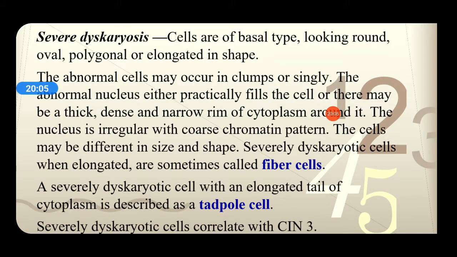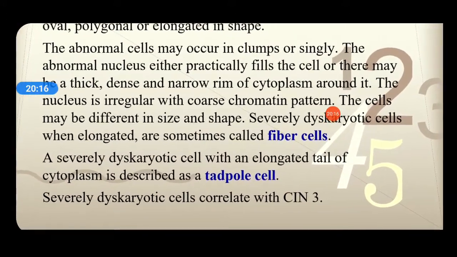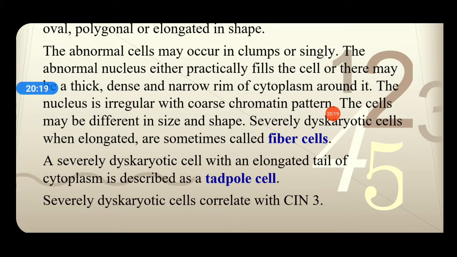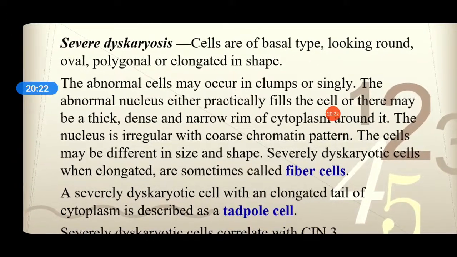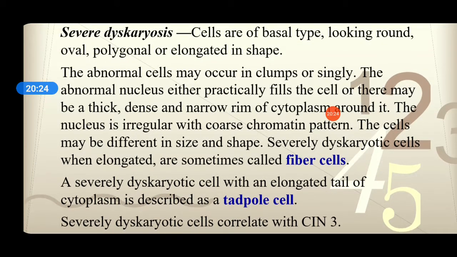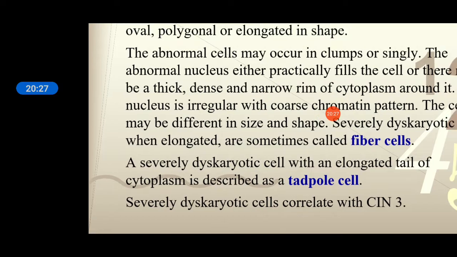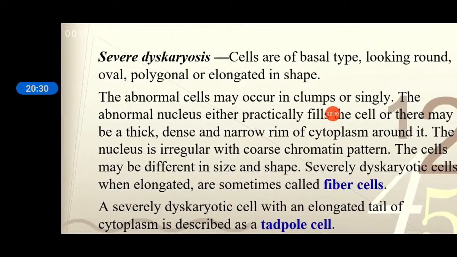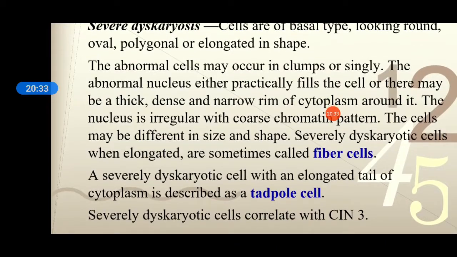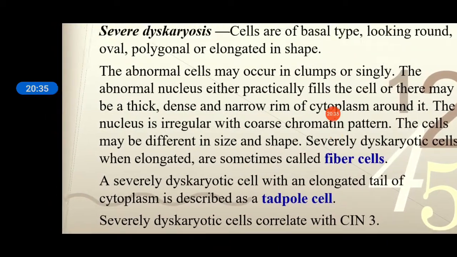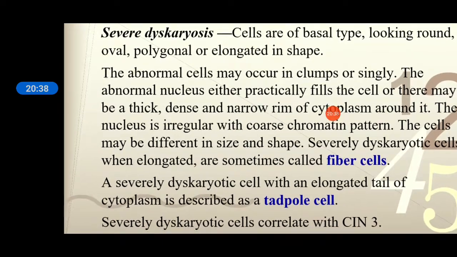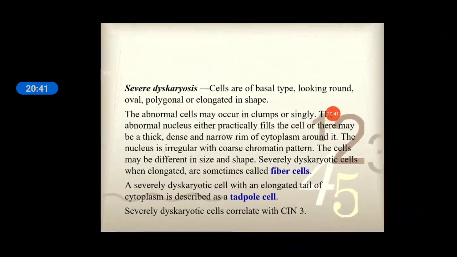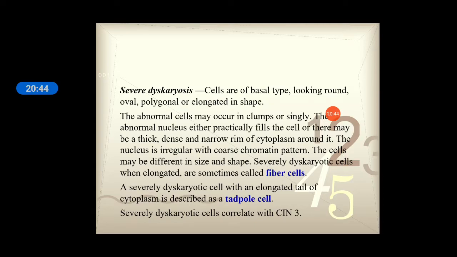Severely dyskaryotic cells, when elongated, are sometimes called fiber cells. So when severely dyskaryotic cells are too elongated, they are called fiber cells. A severely dyskaryotic cell with an elongated tail of cytoplasm is described as a tadpole cell. So in severe dyskaryosis, you will find fiber cells along with the tail of cytoplasm, which is called a tadpole cell. So these are the characteristics of severe dyskaryotic cells. Severe dyskaryotic cells can be correlated with CIN3, meaning stage 3 of cervical intraepithelial neoplasia.